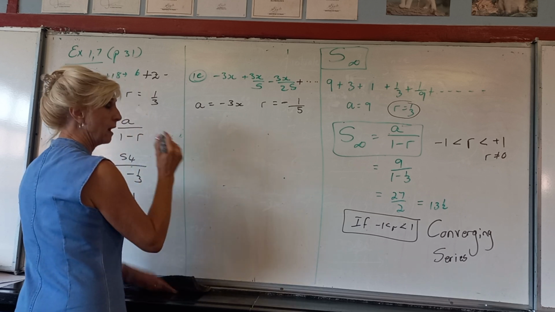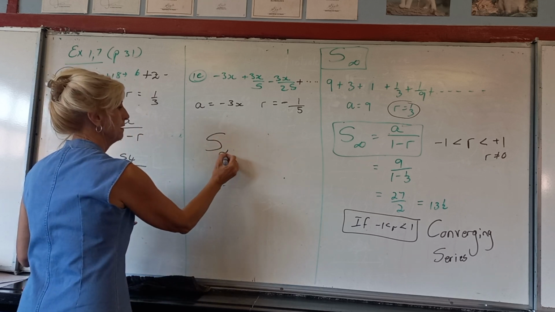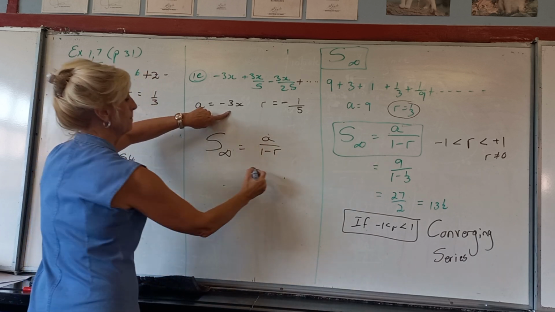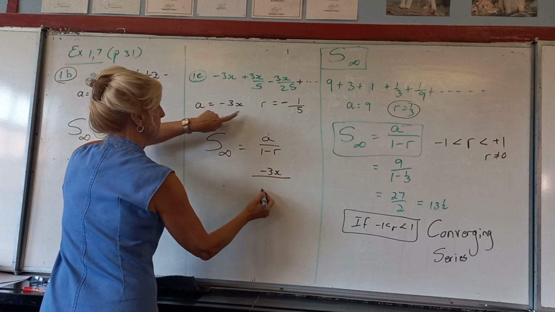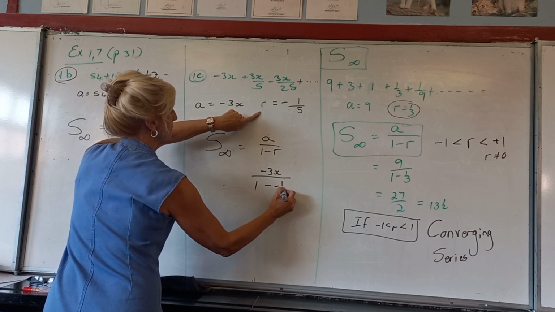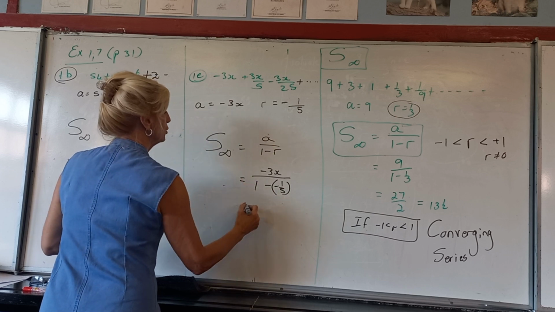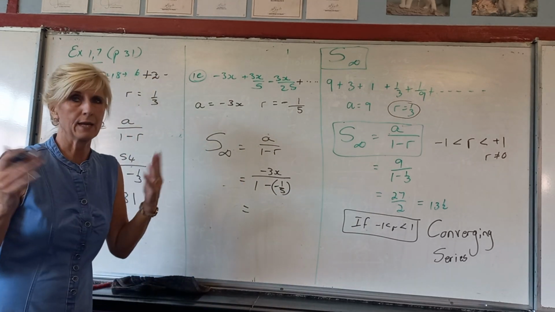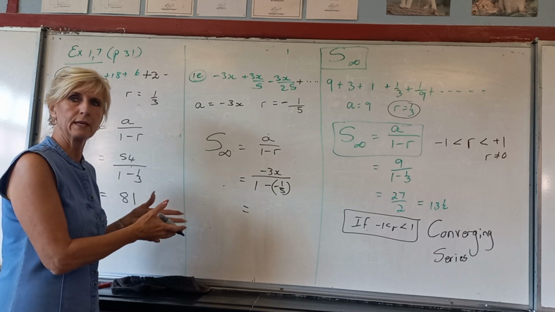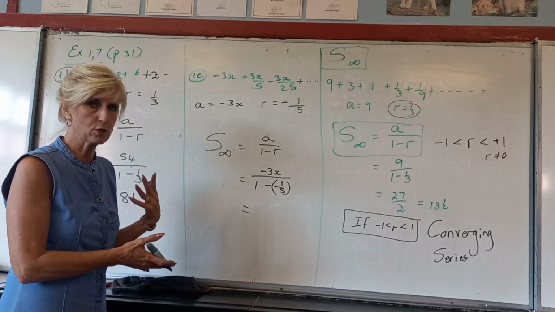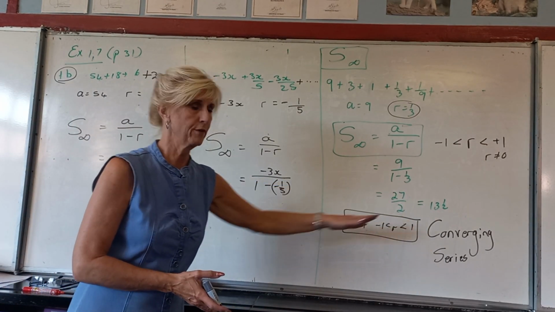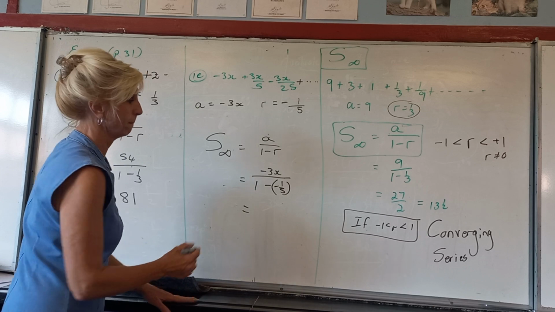Now I know that it's sum to infinity, which is a over 1 minus r. A being -3x over 1 minus a fifth. Which will give me an answer in x. I'm sorry, there's no other way. Your answer will have some x in it, and then so be it. It doesn't always have to be a whole number like 81 or 13 and a half. What will this answer then be?